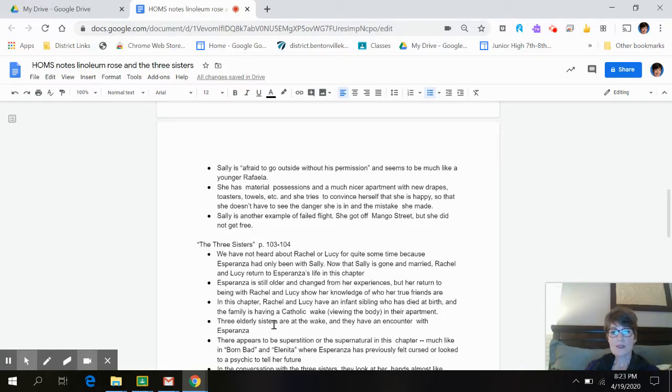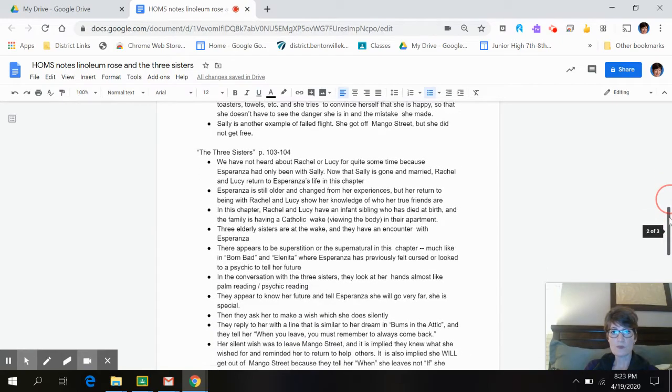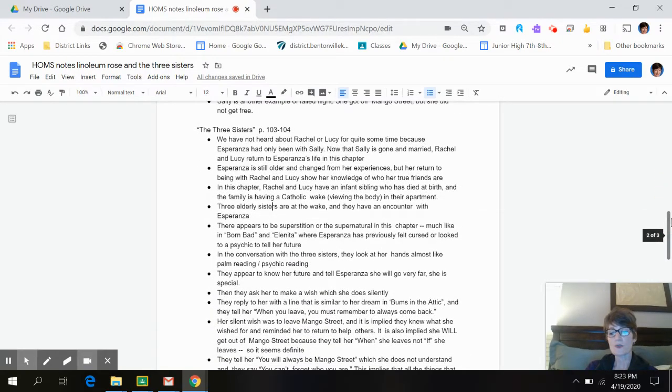died, and these three elderly sisters who are mentioned in the title, the three sisters, are actually relatives of Rachel and Lucy who come to this religious event to pay their condolences to Rachel and Lucy's family upon the death of this baby. And Esperanza is apparently there to come see Rachel and Lucy, and these three sisters come and talk to her, and she's never met them before.